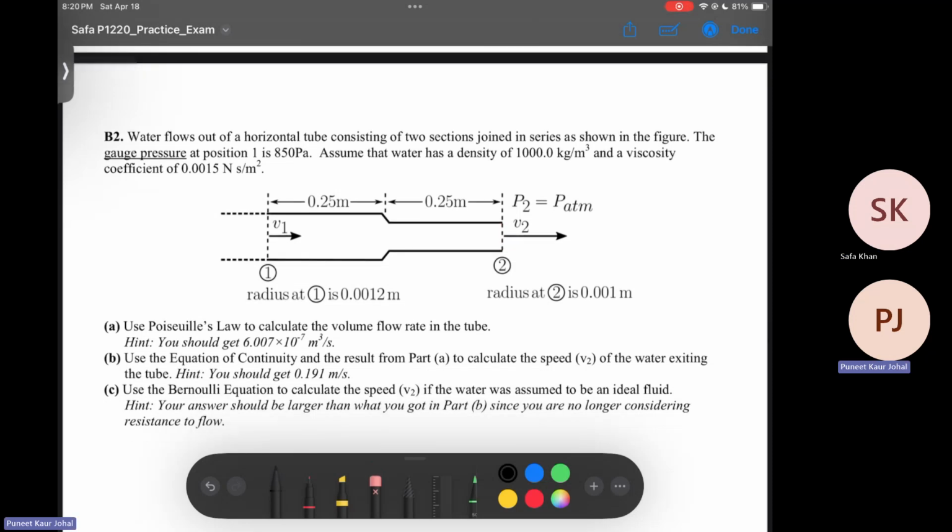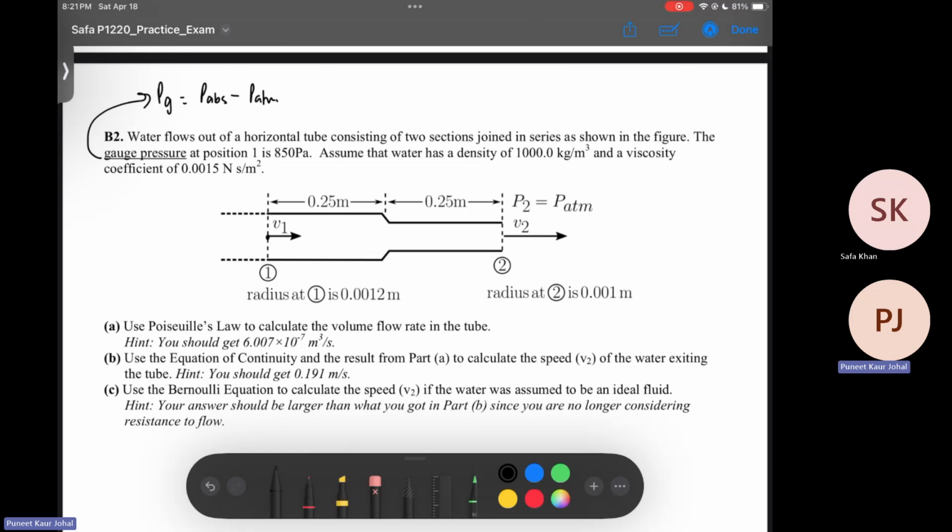Okay, so we have a horizontal tube consisting of two sections. What is the gauge pressure? It's absolute minus atmospheric, right? It basically means that you're ignoring atmospheric pressure. Yes, I think gauge is absolute minus atmospheric.